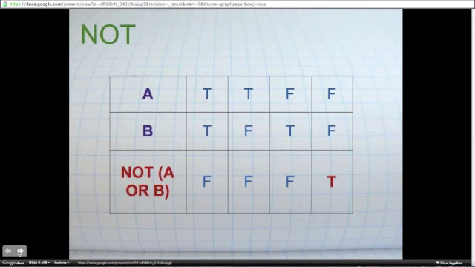Here's another example, not A or B. Now remember, the rules on an A or B are that our compound condition was true whenever either side was true. Okay? But if we negate the entire compound condition, we get just the reverse. It's true only when both A and B are false. See? Those nots will trick you up.